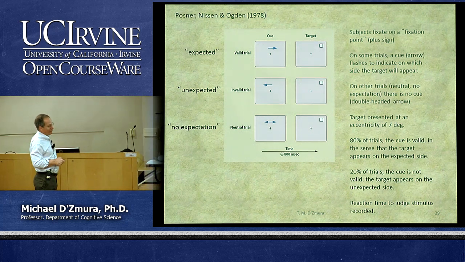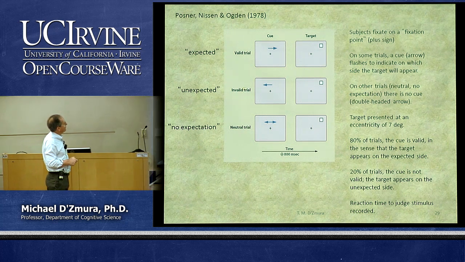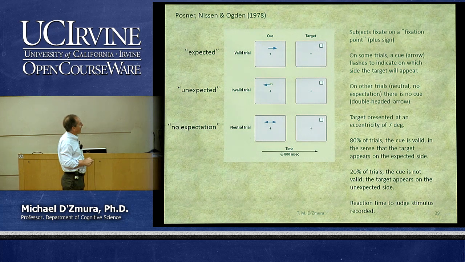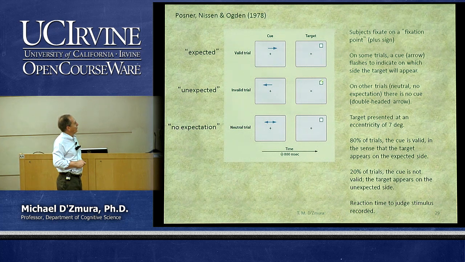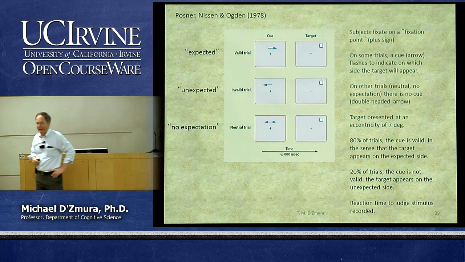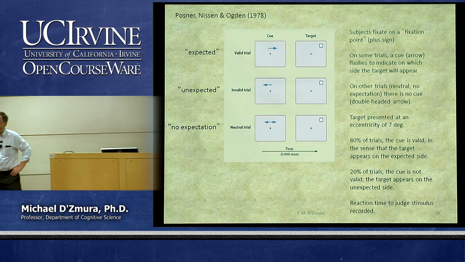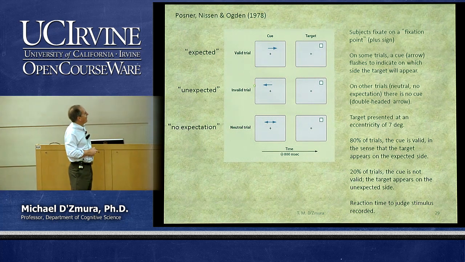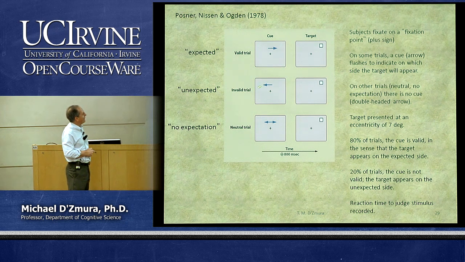And this is to be contrasted with a second kind of trial, where again, we're fixating on this cross, then this arrow cue appears. This time, the arrow cue is pointing to the left, but aha, it's a trick. Unfortunately, the target comes up on the right. That is an invalid cue. The arrow is pointing in the wrong direction. So you might be misled into saying, well, I'm going to get a target here on the left, and you might shift your attention to the left, but too bad, the target appears on the right.